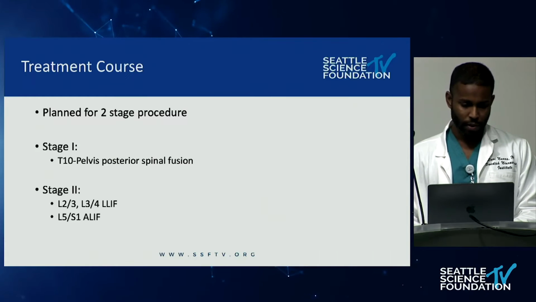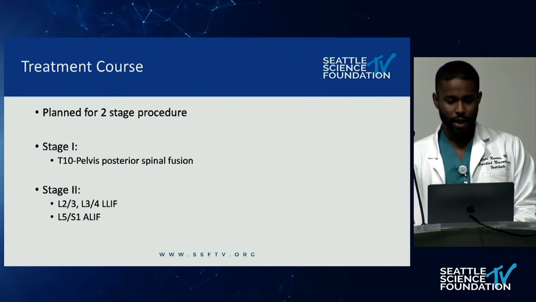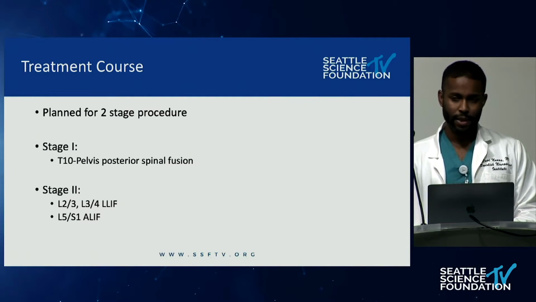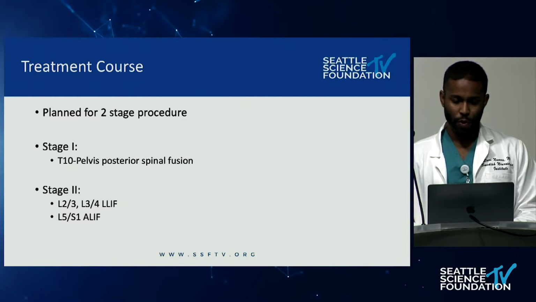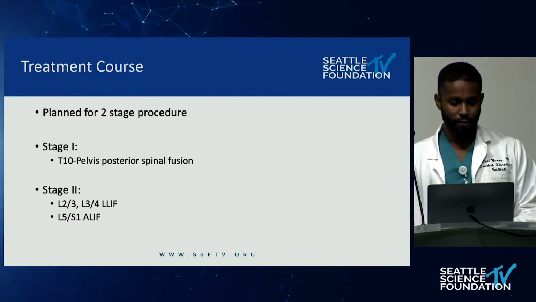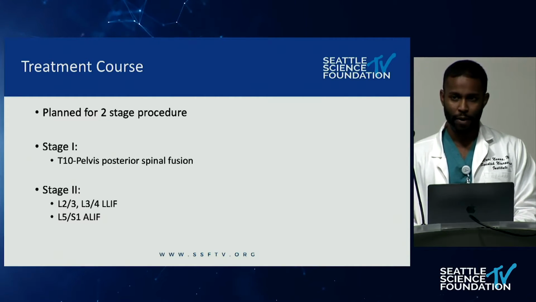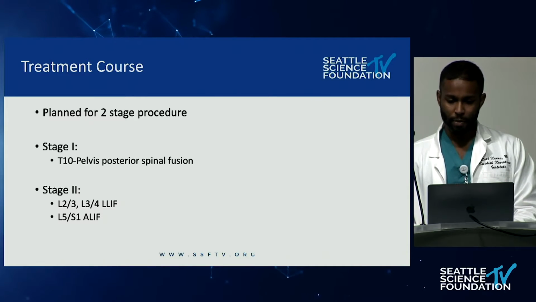So the patient was consented for a 2-stage procedure. Stage 1 would be thoracic 10 to pelvis posterior spinal fusion, and stage 2 would be anterior and lateral interbody placements, planning for a 2-3 and 3-4 lateral interbody placement and an L5-S1 anterior interbody placement.